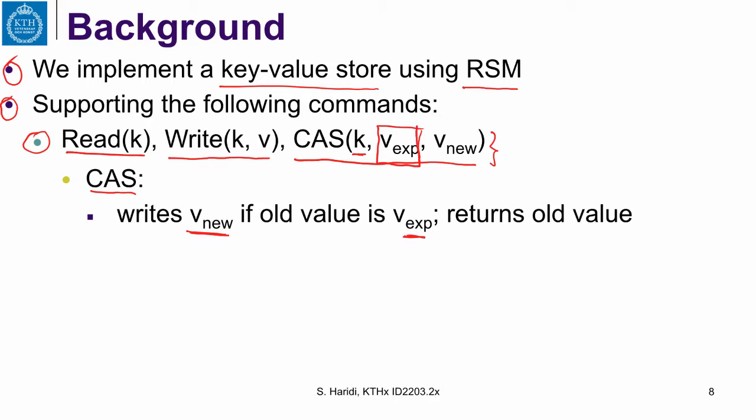And in any case, we return the old value. This is an atomic operation because compare and swap has to read the value written and see if it is the old value or not, or it is the expected value, and atomically rewrite this value if that corresponds to the expected value that we have here.